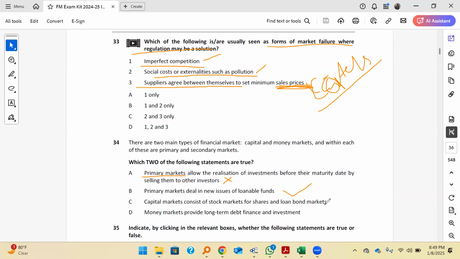So I think we have already been talking about that. I've talked about capital markets being also called the stock markets. So this is correct. Then money markets provide long-term debt finance. That's not correct, because money markets only do short-term. So the answer is going to be B and C on that one.